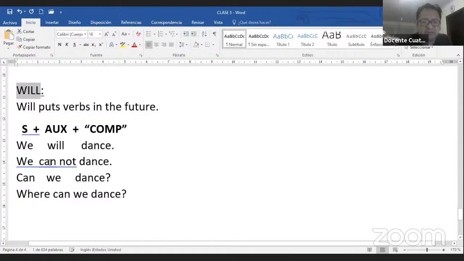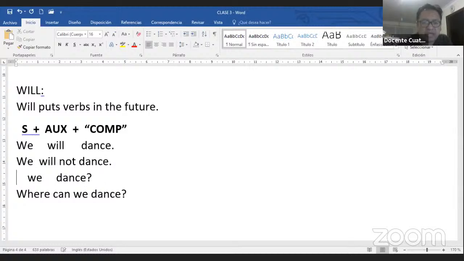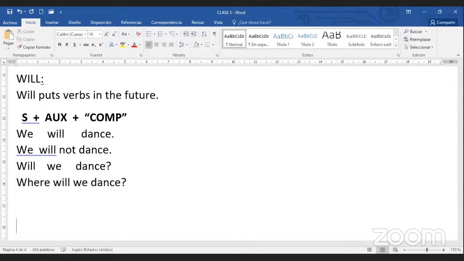The negative is very simple. We will not dance. Close question: Will we dance? And open question: Where will we dance? If you understand the idea of one model, you understand the idea of all the models. The structure, I mean, not the idea. Okay? Let's go for the next.